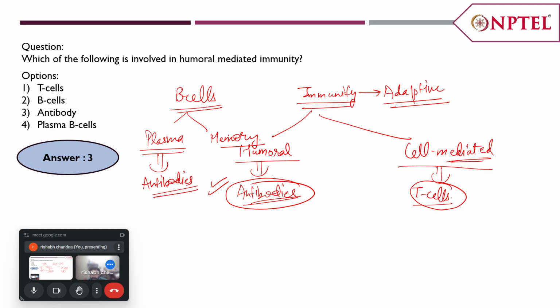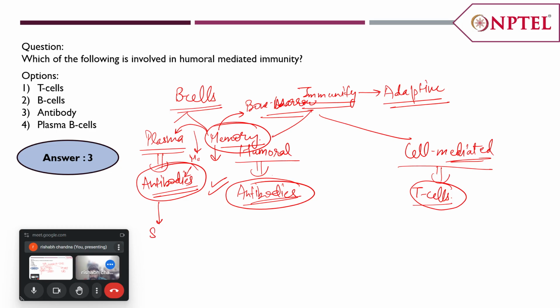Memory B cells are like a memory of that particular antigen or pathogen that has infected, and in response to it these antibodies are being produced. These memory B cells are stored in bone marrow. So when the second infection of the same pathogen comes, these memory B cells become active, and they convert into plasma cells and memory cells again, and then these plasma cells produce antibodies related to the same pathogen.